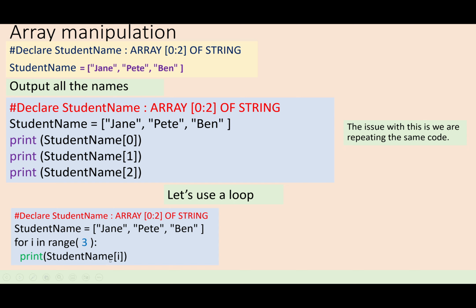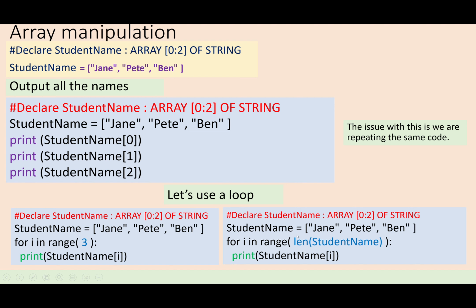So print student name i. The first time the loop runs i will be 0, so it will print student name 0, which is Jane. Then we go around again and i becomes 1, so print student name 1, which is Pete. And then the final time i will become 2, so we go around again and student name 2 is Ben. 0, 1, 2.